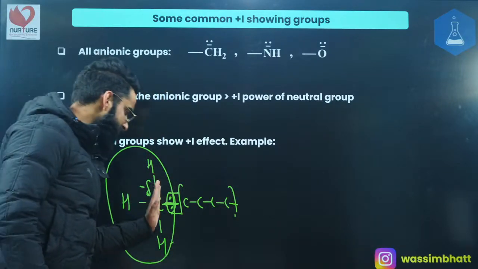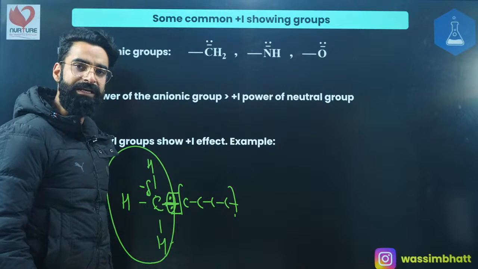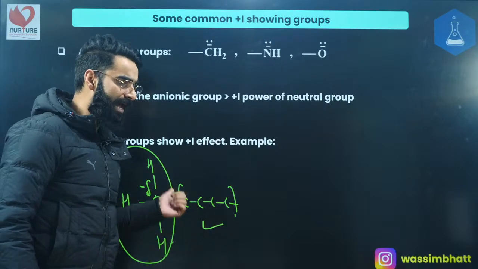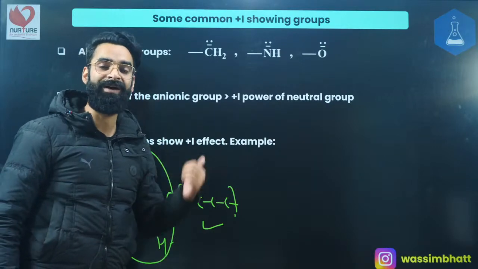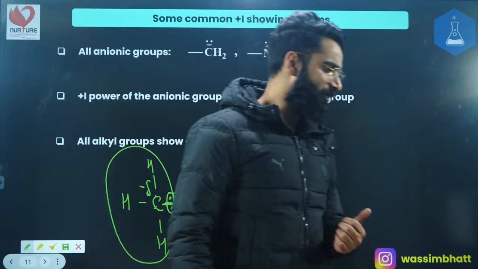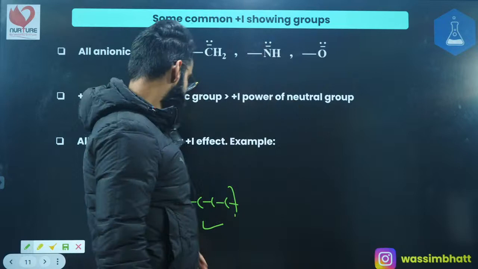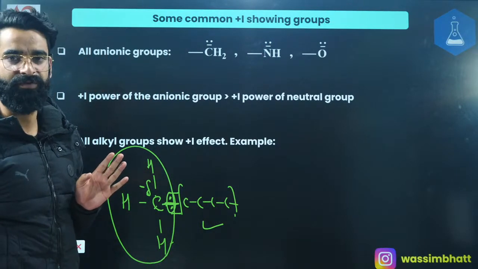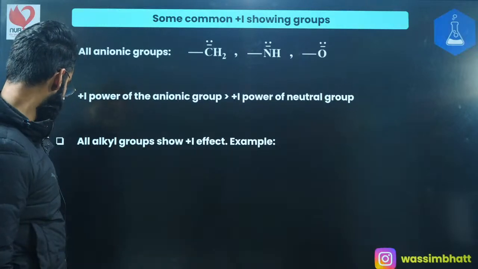If sigma electron density towards the chain is increasing, I must say this group is increasing the sigma electron density in the chain, and any group which increases the sigma electron density in the chain, we say that group shows the plus I effect. So this CH3, this alkyl group over here, simply shows plus I effect, yeah? As simple as that, right?